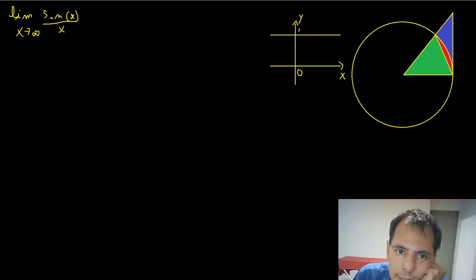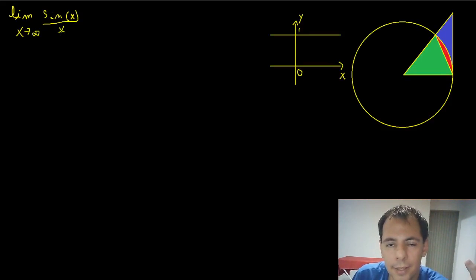The problem is that when x is equal to 0, sine of 0 is 0, and x is 0. So it's going to be sine of 0, which is 0, divided by 0. And that's an indeterminate form. We have to determine what's happening.